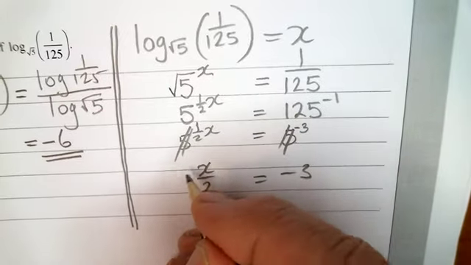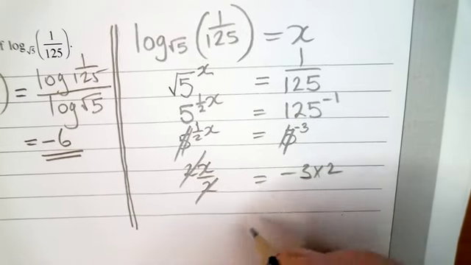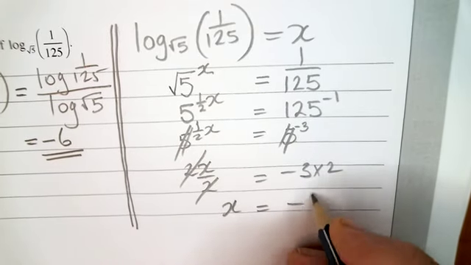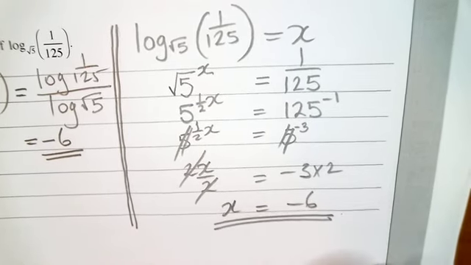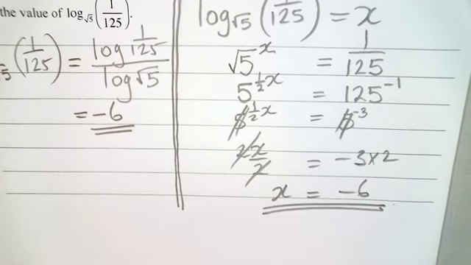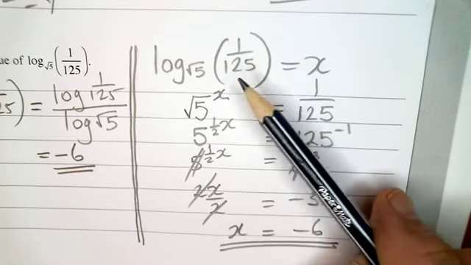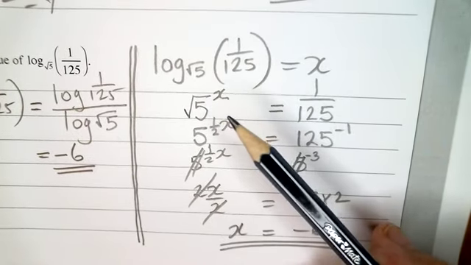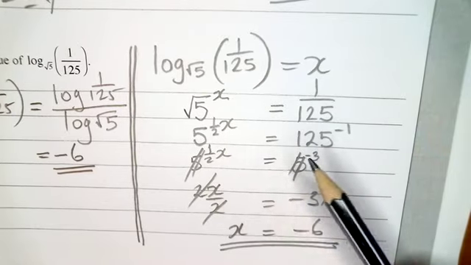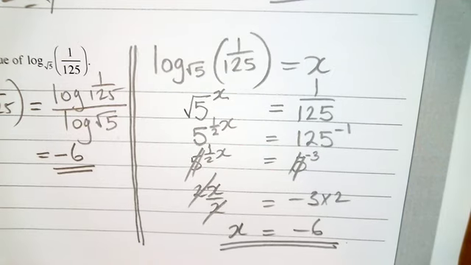Now I'm going to multiply both sides by 2. 2 divided by 2 is 1, leaving me with x is equal to -3 times 2, which is -6. So that's the other way which I would solve that, and notice, of course, we get to the same answer. It's a simple matter of being able to turn this from log form into index form, and then knowing how to manipulate the indices, and looking for something common as well. Really, we're looking for a pattern here. Hopefully that makes sense.